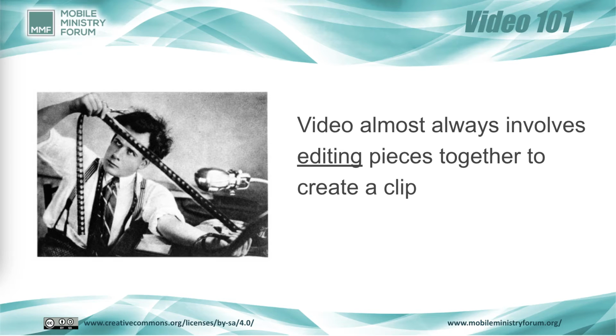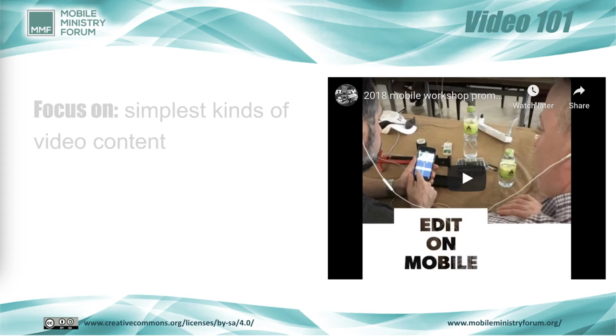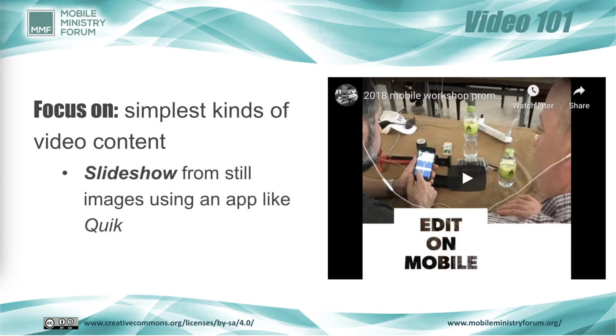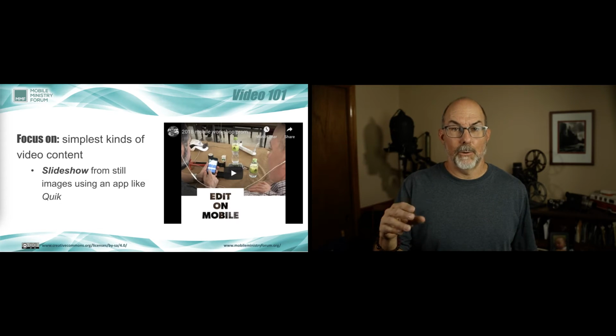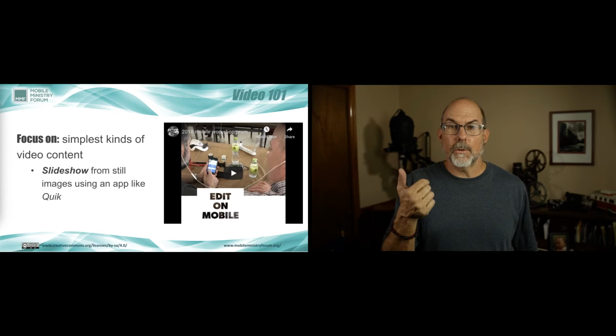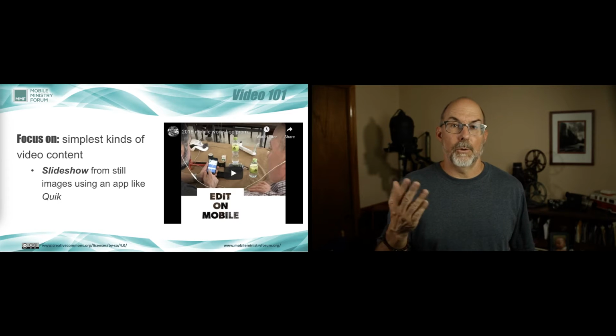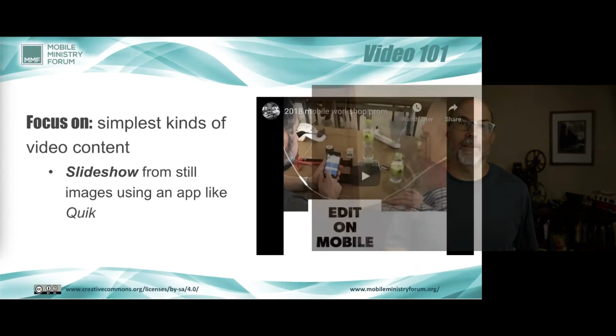Video almost always involves editing pieces together to create a clip. Editing video is the topic of 2 later lessons in this curriculum. So for the moment, let's focus on the simplest kinds of video content. The first kind I want to talk about is a slideshow using only still images. We did some of this in Lesson 5, learning to use an app like Quick. And I've got a clip here that was made in just a few minutes using the Quick app on an Android device. It uses a few photos from the camera roll. Everything else comes from the app. It's a video without using actual video clips, just still images that I shot.